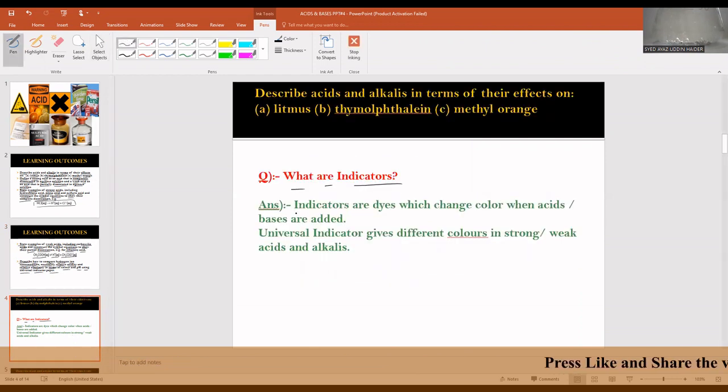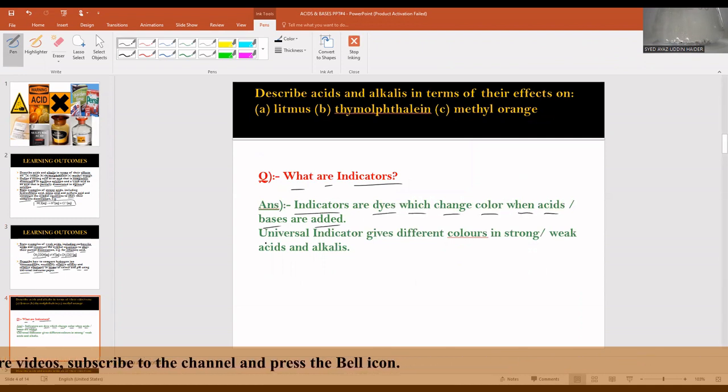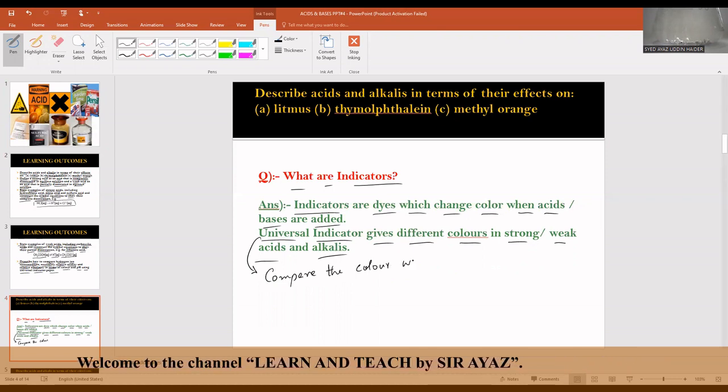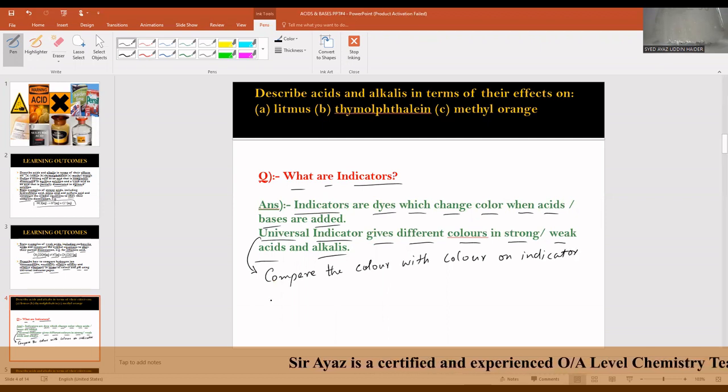What are indicators? Indicators are dyes which change color when acids and bases are added. A universal indicator gives different colors in strong and weak acids and alkalis. In case of universal indicators, we'll compare the color with the color on the indicator paper chart.